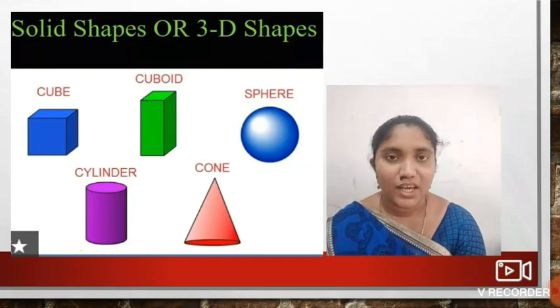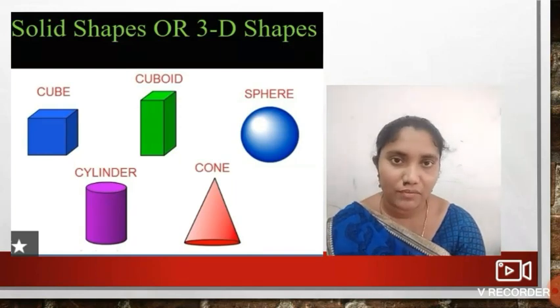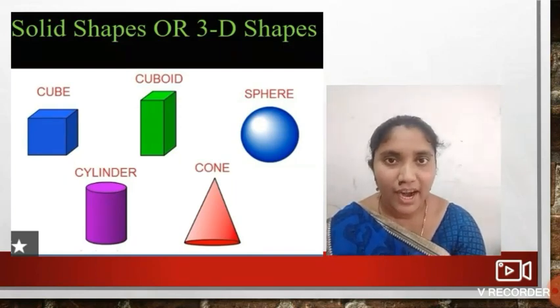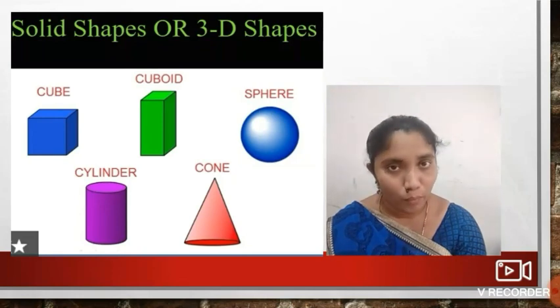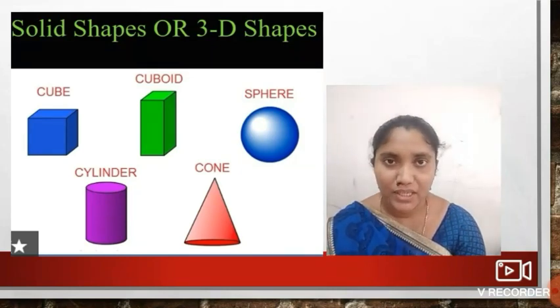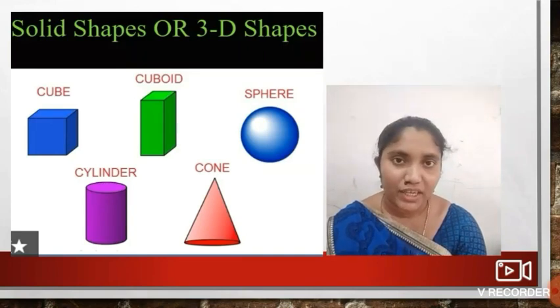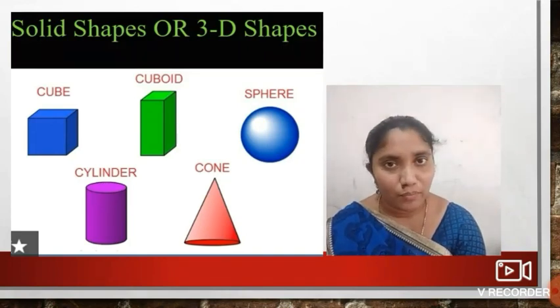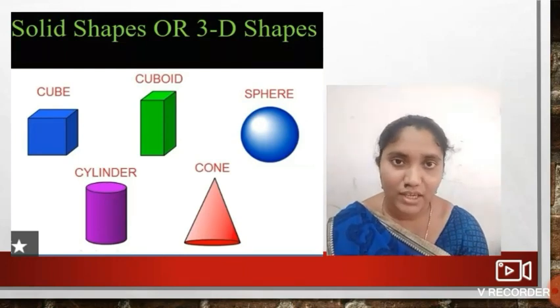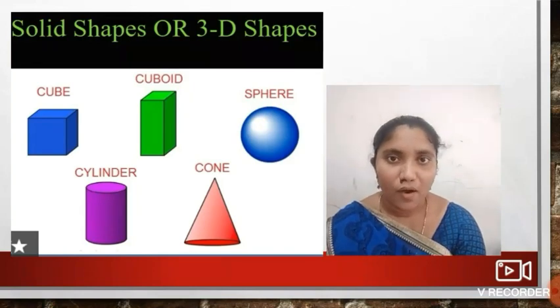The next shape is cone. A cone has one flat surface and one curved surface. The cone can roll and it can slide. It can do both. The examples of cone are funnel and birthday cap. The next shape is sphere. The sphere has no flat surfaces. It can only roll because the sphere has only curved surface. The examples of sphere are ball, orange and a globe. Okay children?